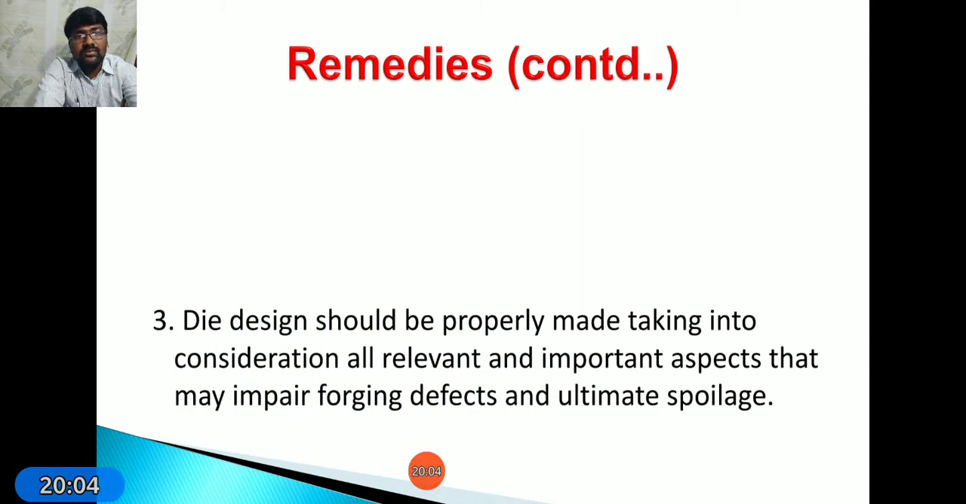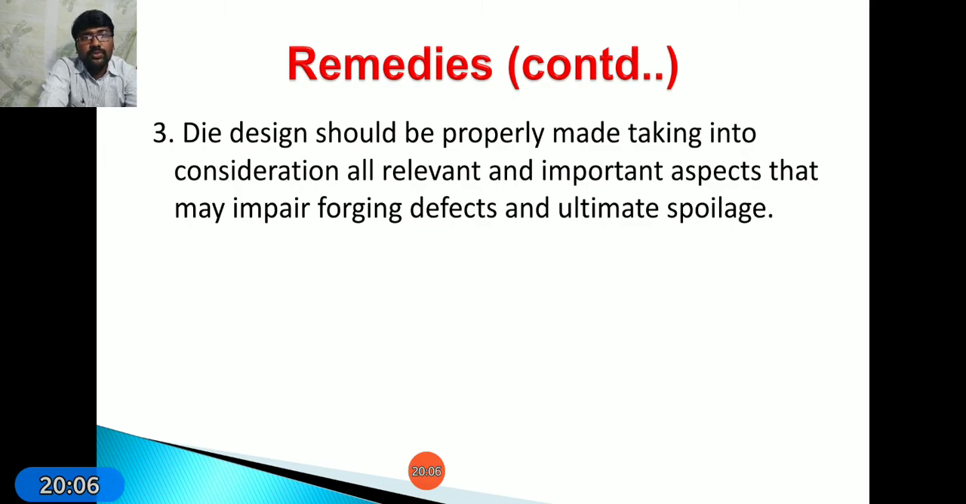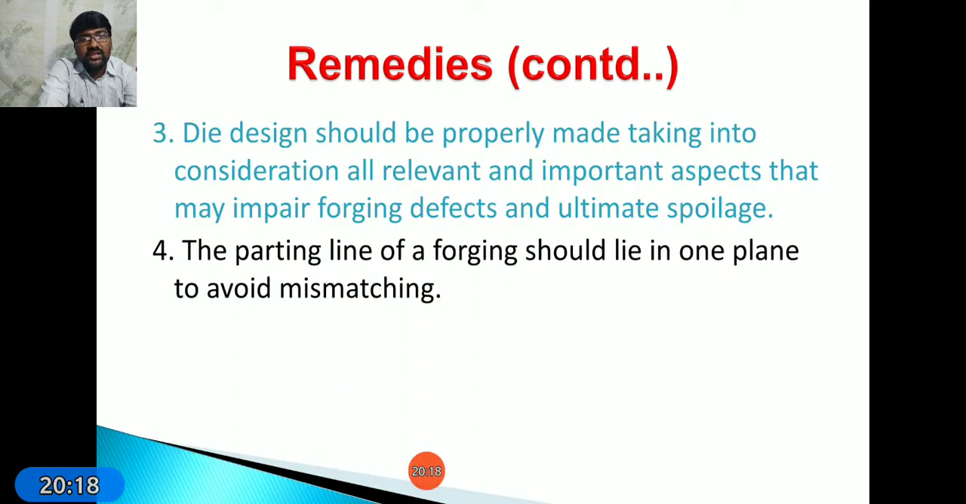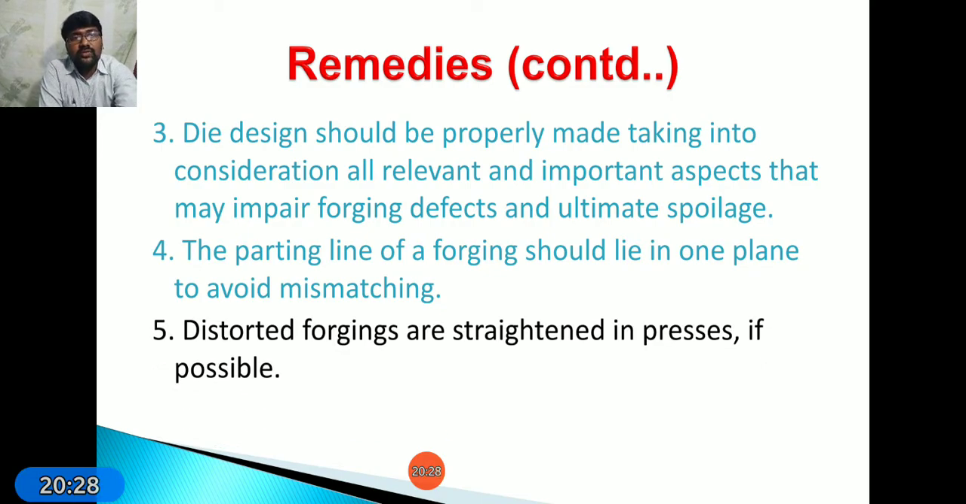Next, die design should be properly made, taking into consideration all relevant and important aspects that may impair forging and cause ultimate spoilage. Next, the parting line of a forging should lie in one plane to avoid mismatching of the workpiece. Next, distorted forgings are straightened in presses if possible. These are the different remedies to overcome the defects in the forging process.